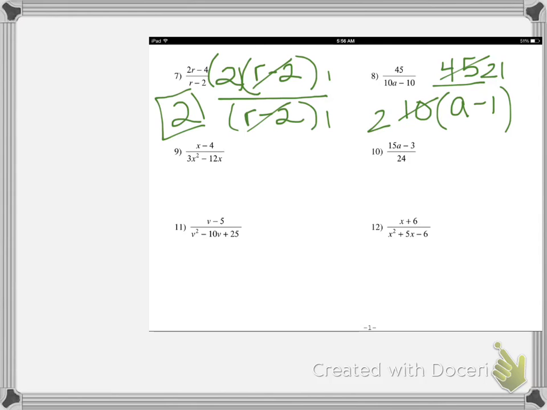Made me have to think a little bit there. I'm doing a little quick math. I'm at 21. Oh, it's 5.